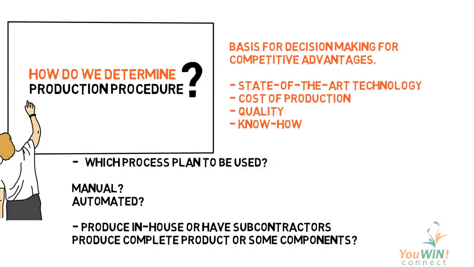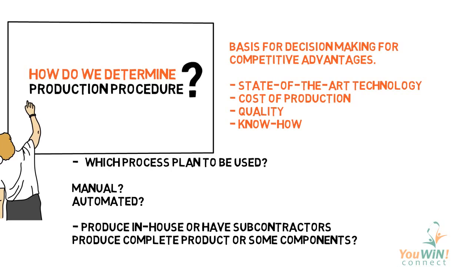One, state-of-the-art technology. What technology are we using? Does somebody else have better technology than we do? Can the person handle more volume than we can? Can that person produce cheaper than we can? Of course, when we consider all of this, it helps us to take a decision if we want to produce in-house or if we want to outsource.